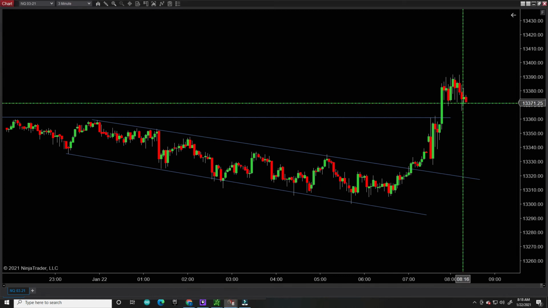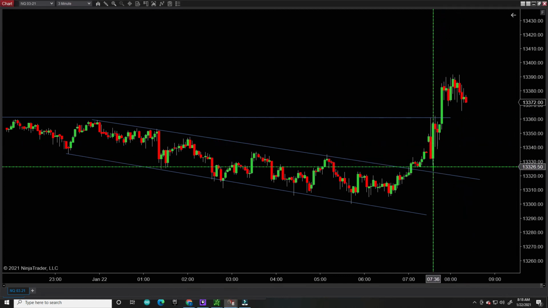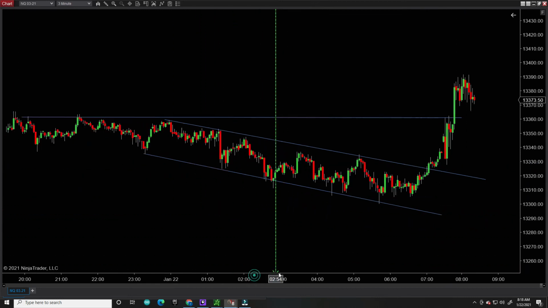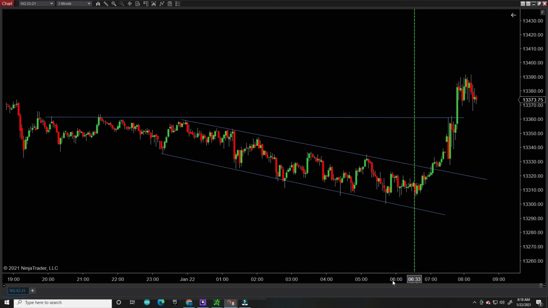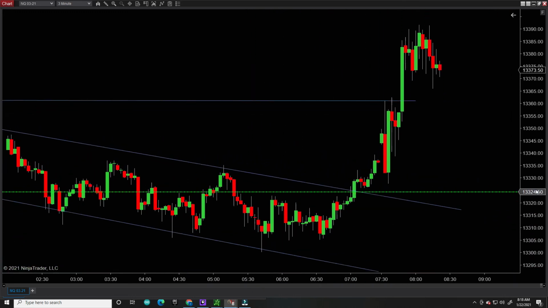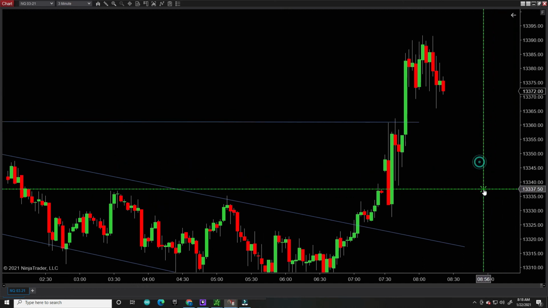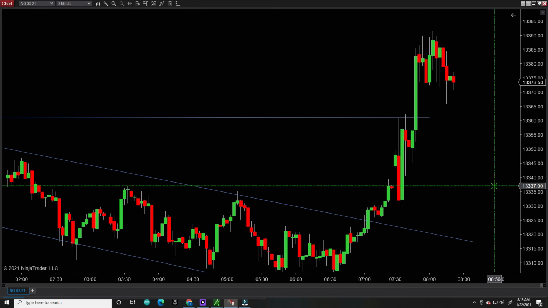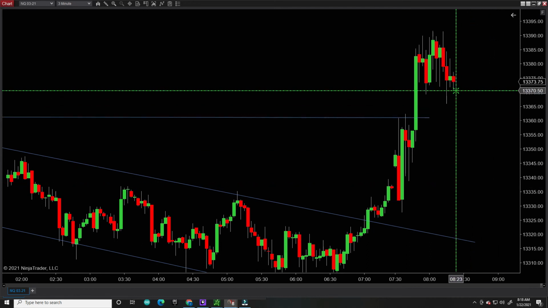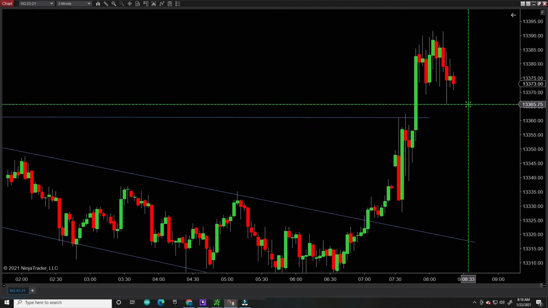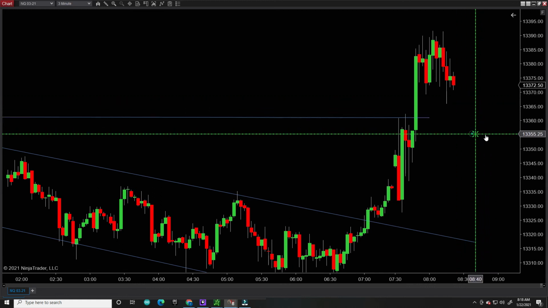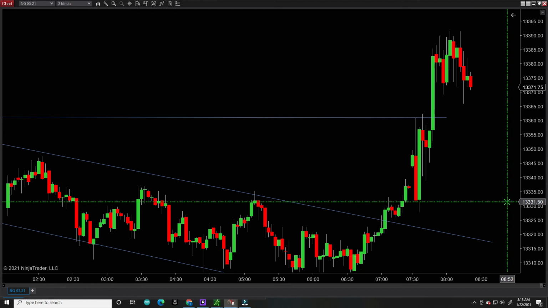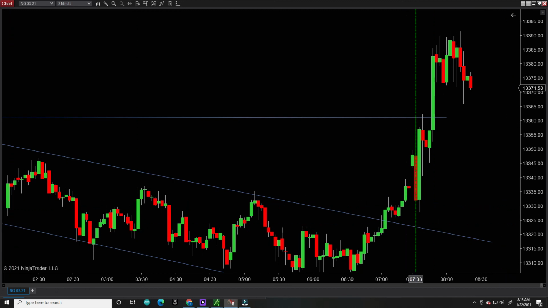Here we go again. The bears are trying to wrestle control again. If you look at that bar, see the jerky movement of that bar. That's indicative of a significant amount of buying and selling going on at the same time. There's a fight going on there right now over who's going to gain control over this market.